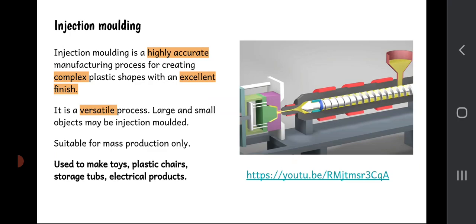That's the thing about injection molding, is these machines are super expensive and they're huge as well, and they need to be connected up via pipes and all kinds of other parts of the factory. But it's an incredibly common method of manufacture. It's used to make toys, tubs, electrical products, things like that. Lego bricks as well, they're made from injection moulding.